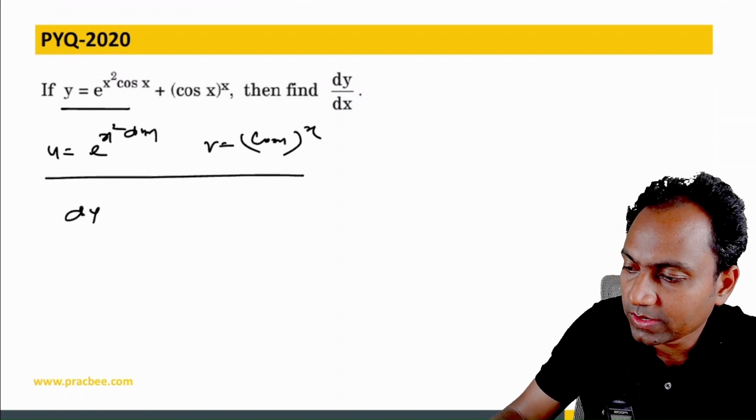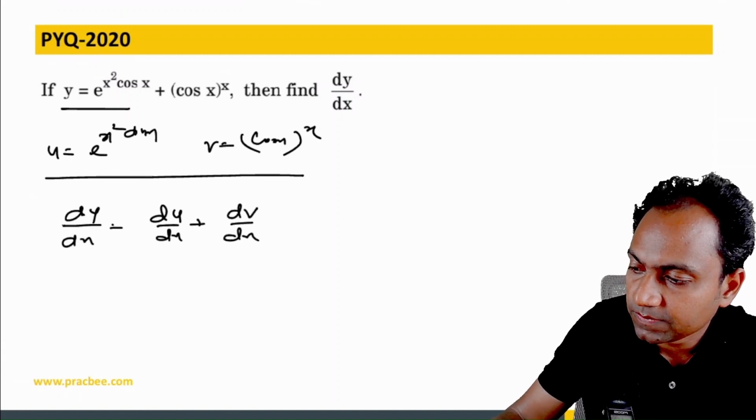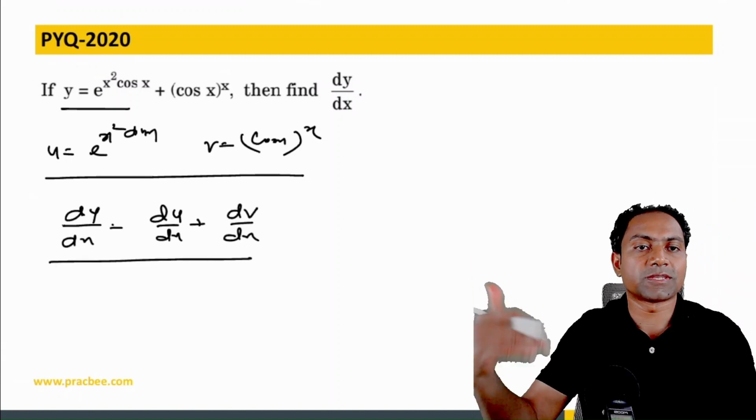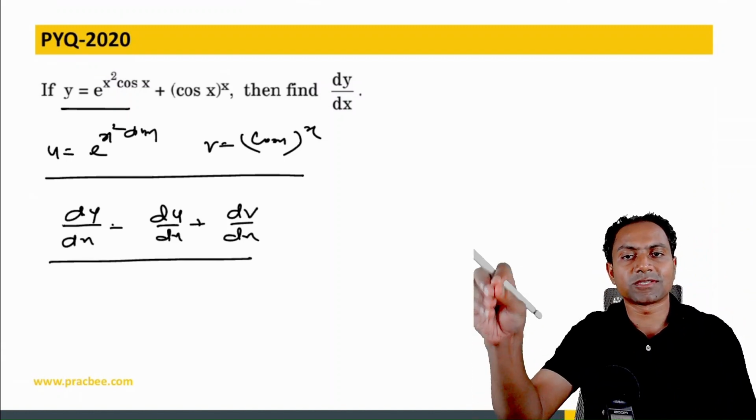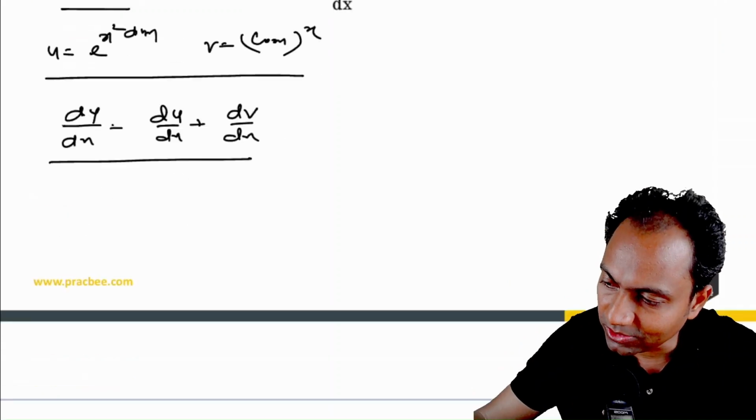And if I want to find the value of dy by dx, it would be nothing but du by dx plus dv by dx. Again, I can apply logarithmic differentiation in the first and second part, substitute the values, and get the answer of this question as well. So it is not a difficult question, just similar kinds of questions.